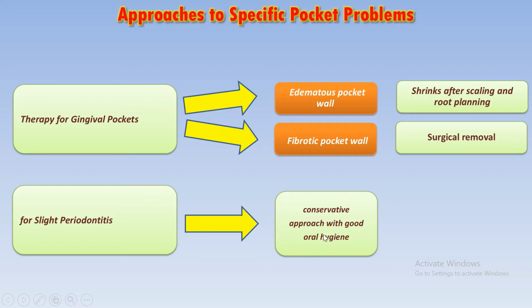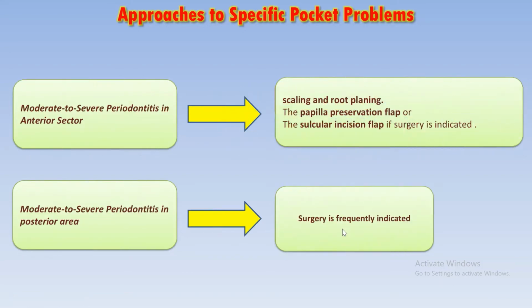In periodontitis, also, there is a conservative treatment approach. In slight periodontitis, good oral hygiene, scaling and root planing. When there is moderate to severe periodontitis, we do root planing. If we need papilla preservation, we use a cellular incision flap to access the pocket and eliminate it. In moderate to severe periodontitis, we do more; surgical treatment is indicated.